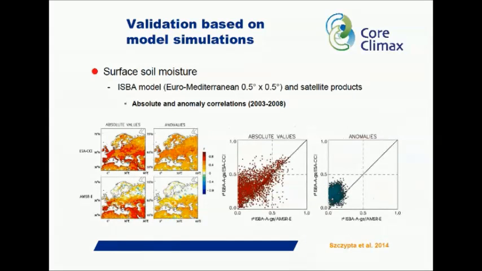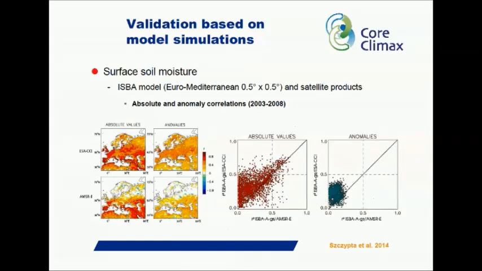Then, now an example at the scale of Europe. So again, model simulations are compared with the satellite products. On the top here, you see the ESA-CCI product, and below you see the AMSR-E product. The ESA-CCI surface moisture product combines several satellite products, either passive or active. And in ESA-CCI, the AMSR-E product is included, but it is combined with ASCAT or ERS, for example.